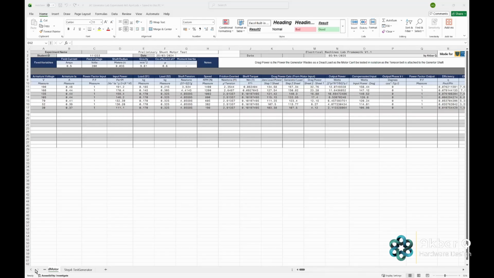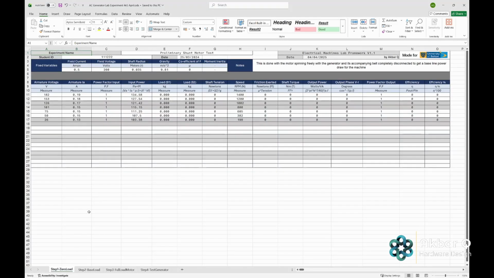So this is the Excel sheet for the generator and motor characterization. First we have to run the motor at different voltages. In this case we have ramped down the motor. We started at the highest voltage of 182 and ramped it down and checked how much current it consumes, how much power it is consuming overall based on the field as well as the armature, and then how much load is applied. In this case the load is 0 completely.